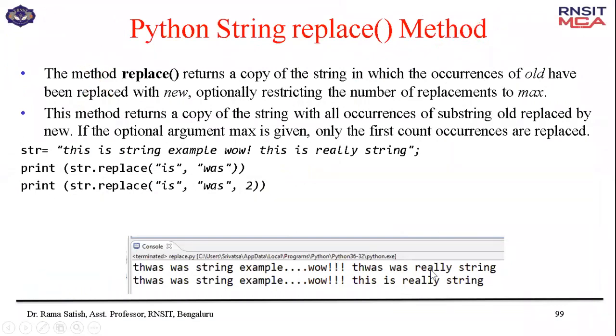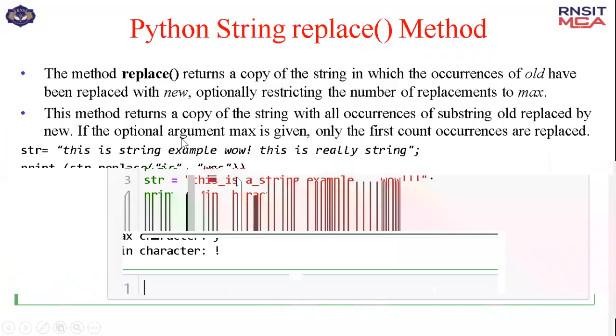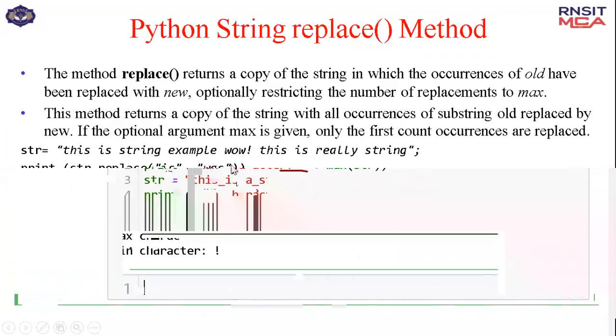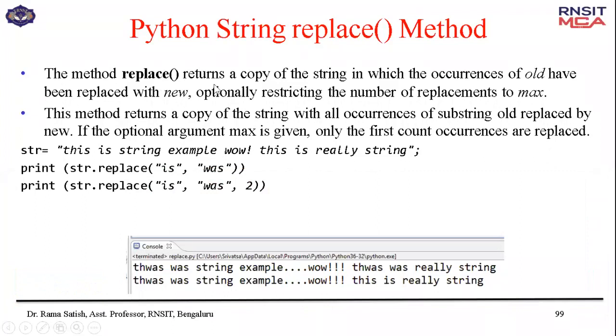Similarly, replace. Replace will replace one particular occurrence. The replace method will return a copy of a string in which the occurrence of old has been replaced with new. Optionally, you can restrict the number of replacements. Here it is replacing all, but in this case, it is replacing only two. Every time after replacing, it will create a copy of the string, and that string is returned.